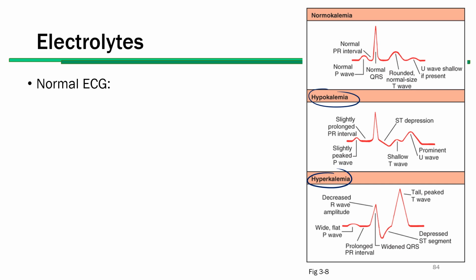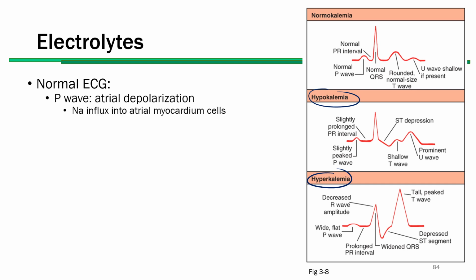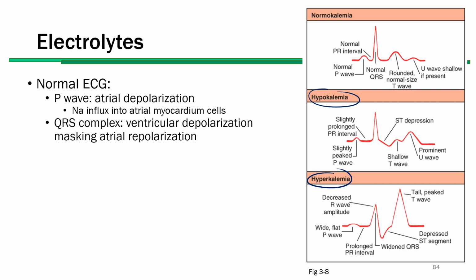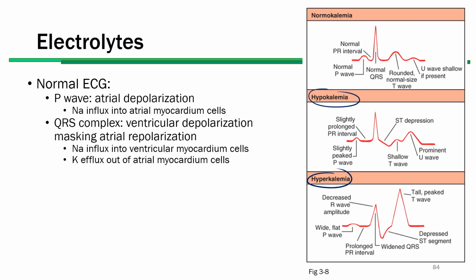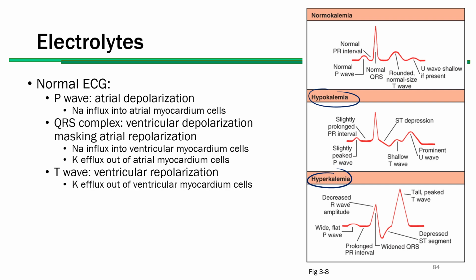So in a normal ECG, the P wave is atrial depolarization. That is caused by a sodium influx into the atrial myocardial cell, so a depolarization. The QRS complex is the ventricular depolarization. That's going to mask atrial repolarization. Sodium influx into the ventricular myocardium cells. Potassium efflux out of the atrial myocardium cells. The T wave is ventricular repolarization. Potassium efflux out of ventricular myocardium cells.